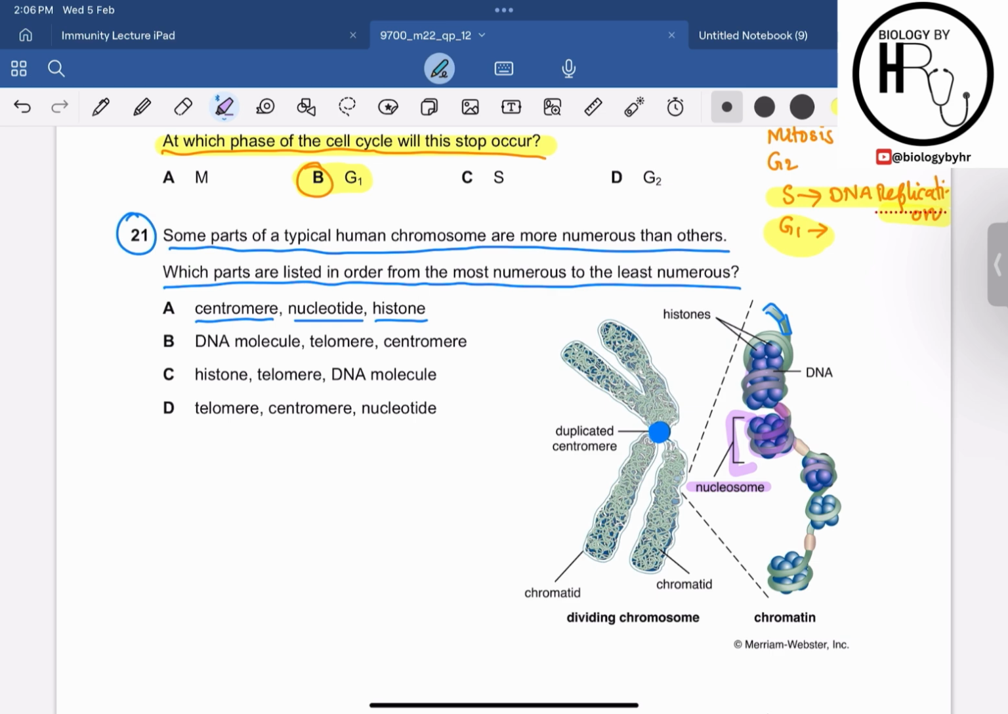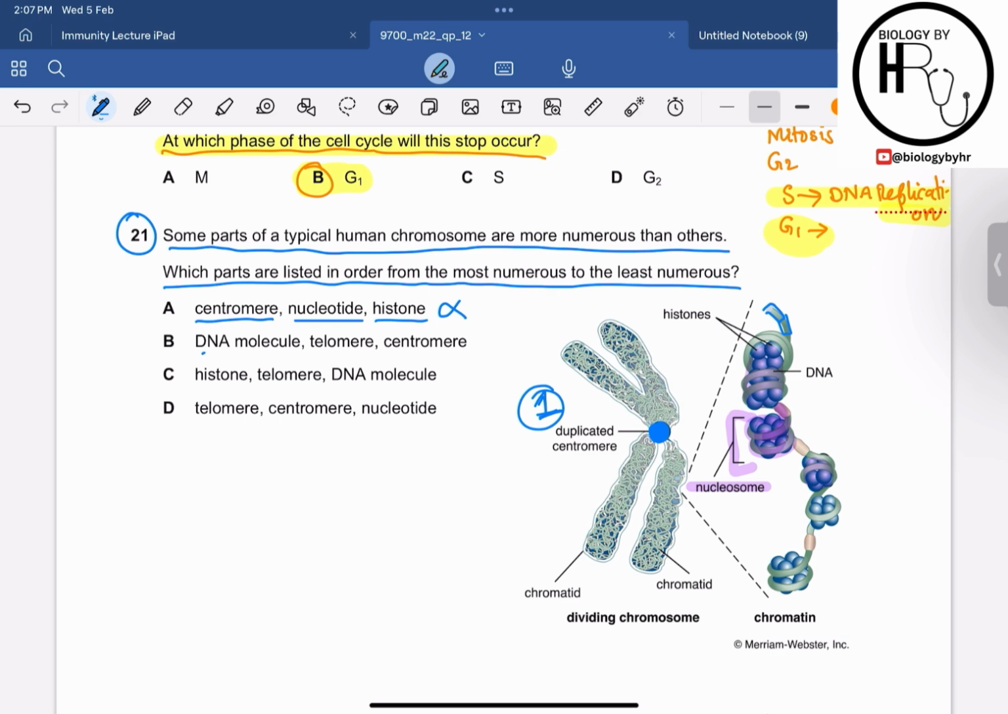So basically over here this statement is incorrect. Why is option A incorrect? Because the centromere is only one per chromosome, and the nucleotides are more in number than the centromeres. Why? Because the DNA is made up of the nucleotides. So this option is incorrect.